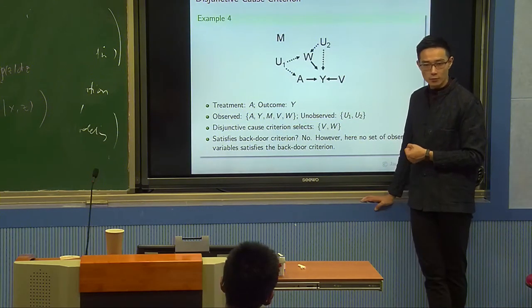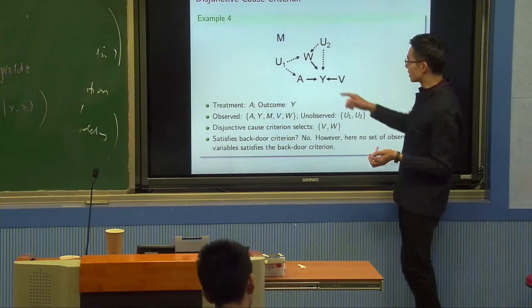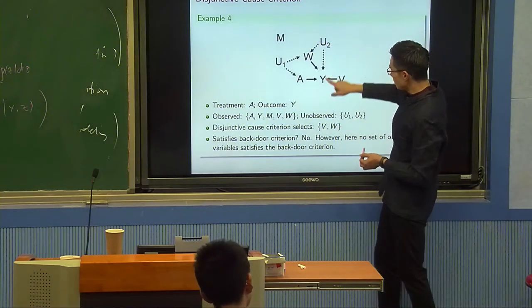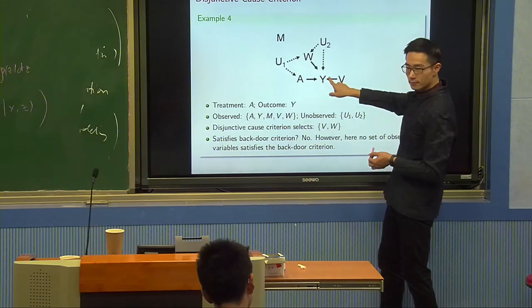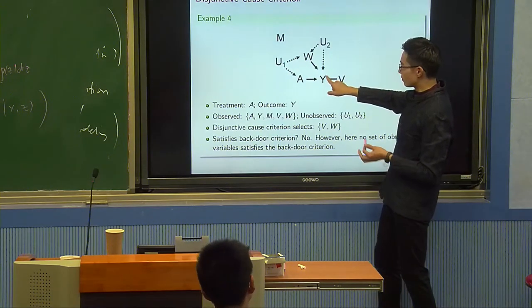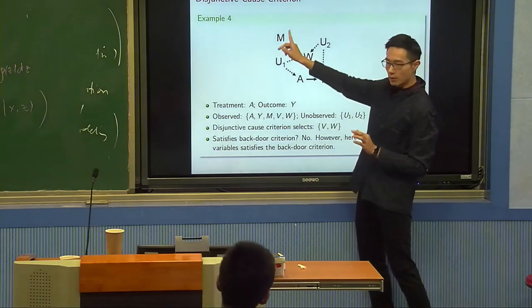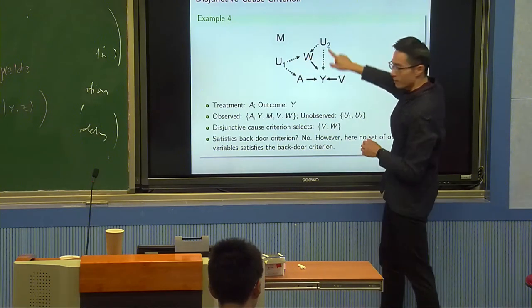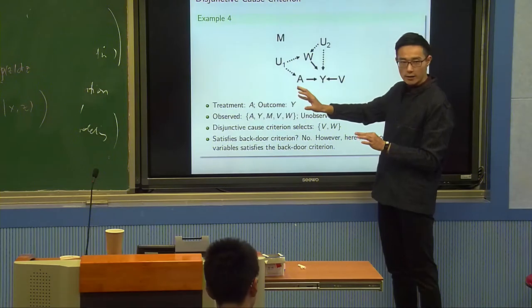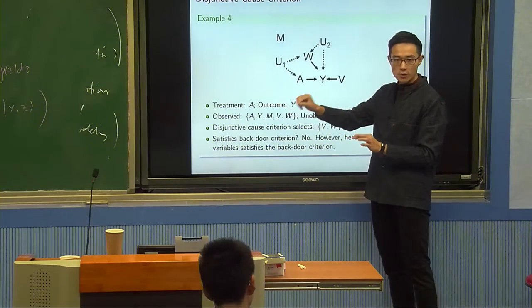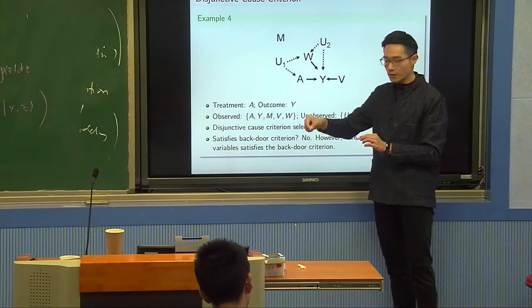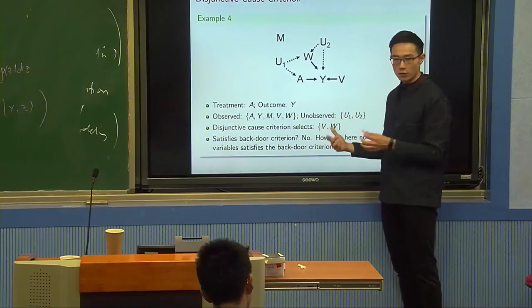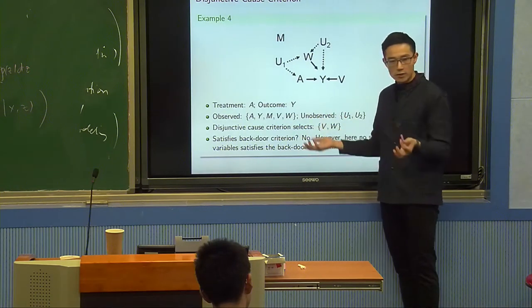However you try, if you don't control for anything, there is this path. Can you block it using V? No. Can you block it using M? No. You can block it using W, but then if you block it using W, it opens another path. And so there's no way to satisfy the backdoor criteria using the observed variables. So in this case, the disjunctive cause criteria also fails, because there's nothing you can do.